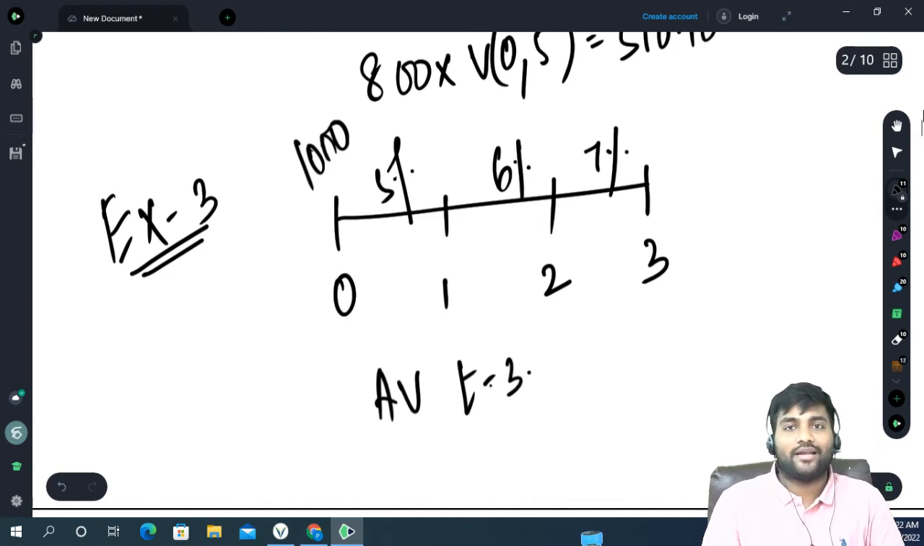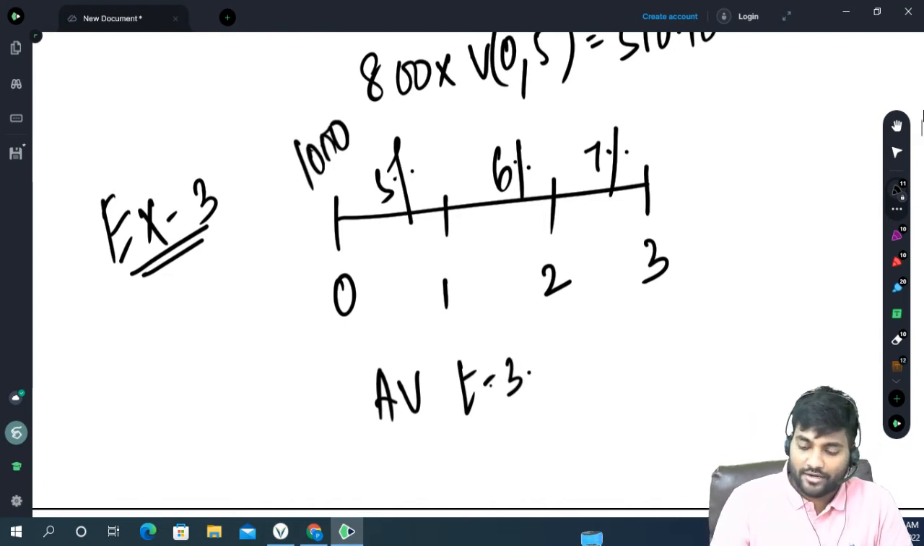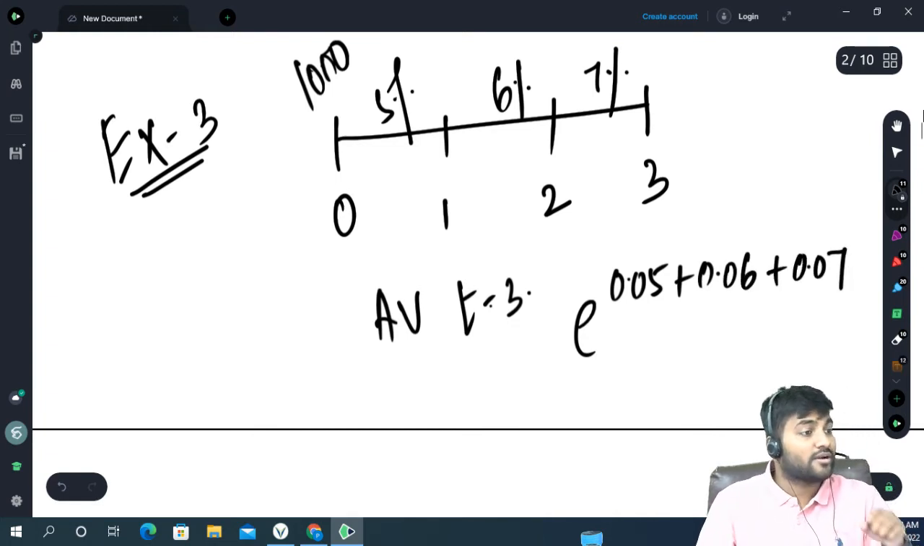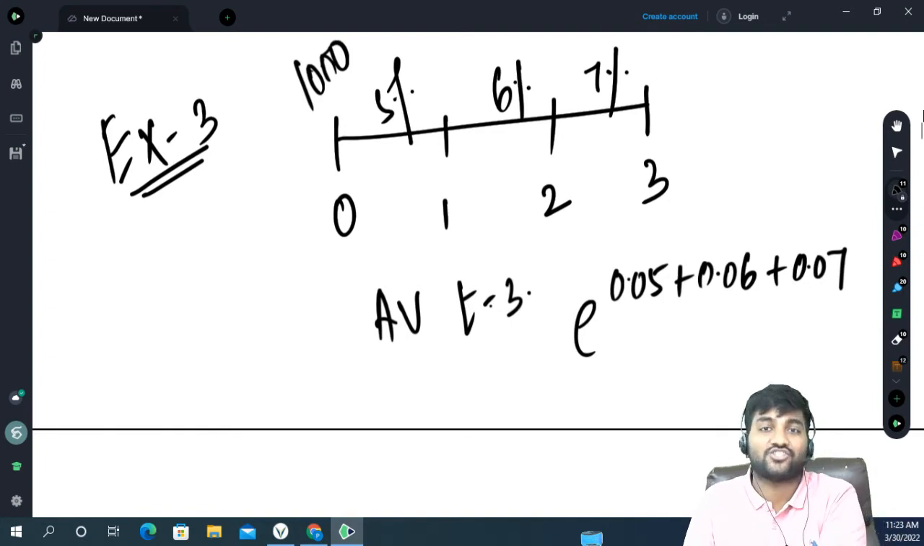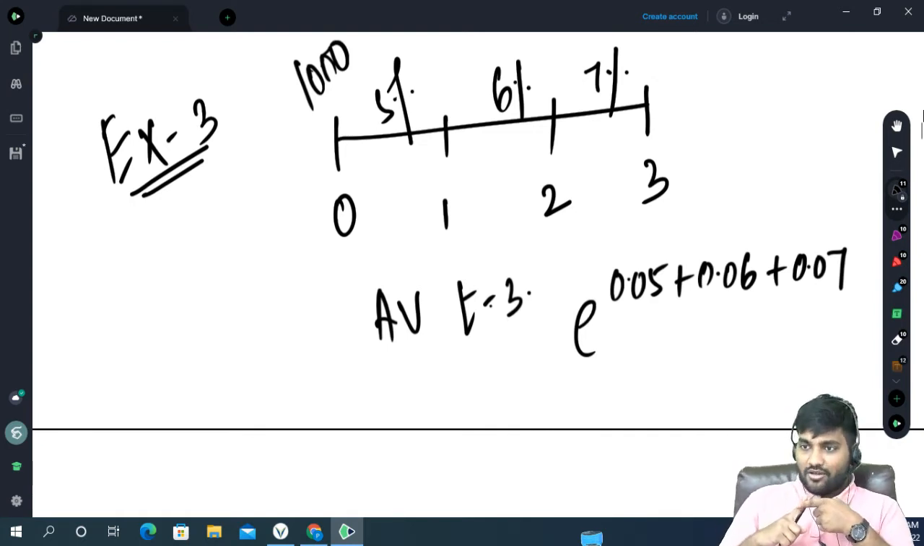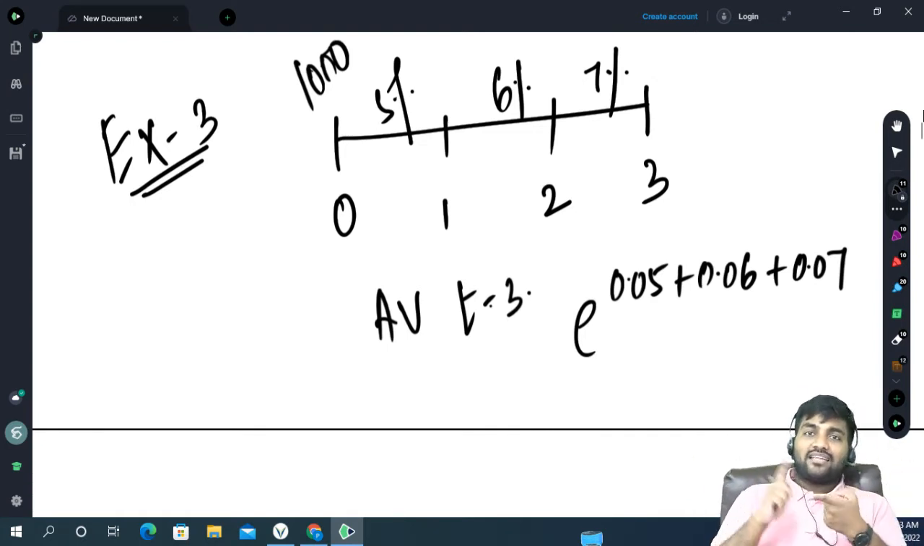Now, how will you calculate? Just listen to me. You are going to do e raised to the power 0.05 plus 0.06 plus 0.07. In discrete, you use summation. So this is how you calculate the accumulation factor for 3 years. Please calculate, multiply by 1000 and get the answer. Are you getting it? Since we have a constant force of interest for 3 years or maybe 5 years, that is why we are using 0.08 into 5 or 0.08 into 3.